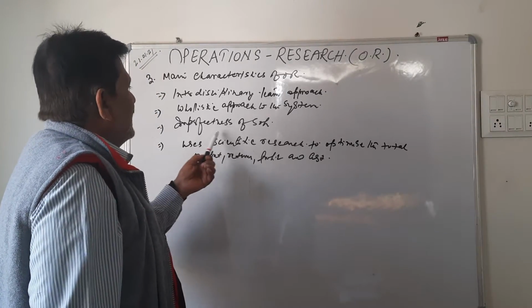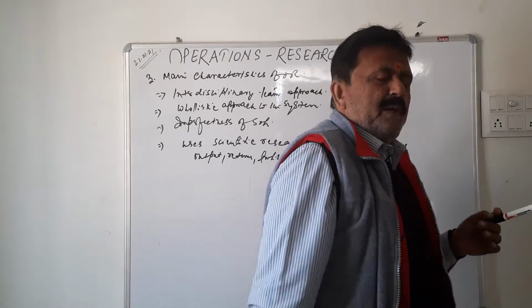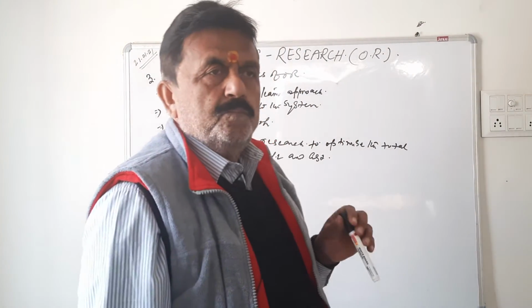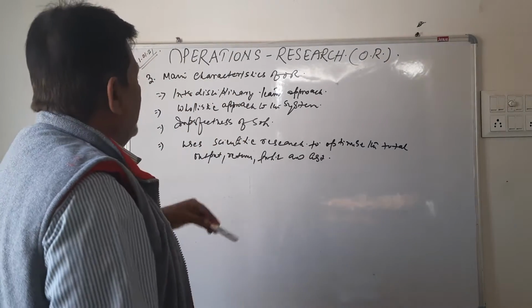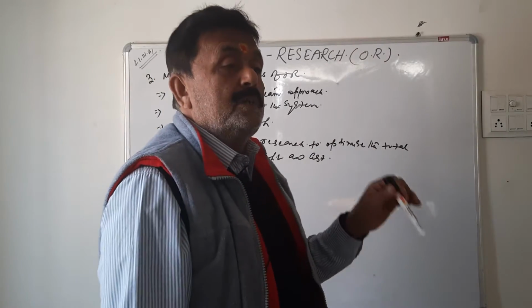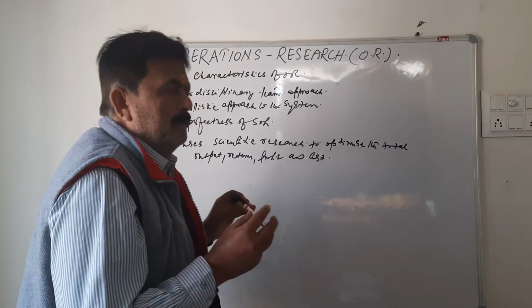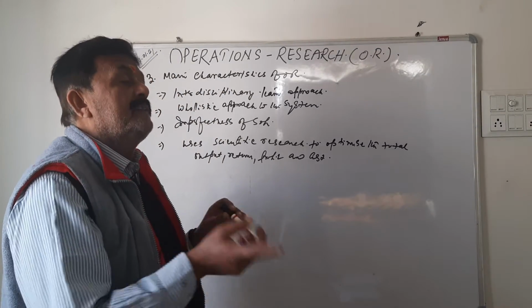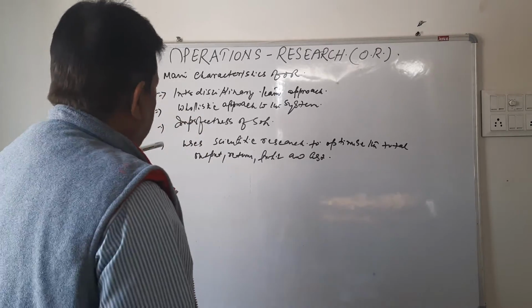Thirdly, imperfectness of solution. Nothing is perfect in this universe. Whenever the team works and they find the solution, we can't say that it is absolutely perfect. No, there is always some room for imperfectness in the solution. This too exists in the solutions given by the OR team.